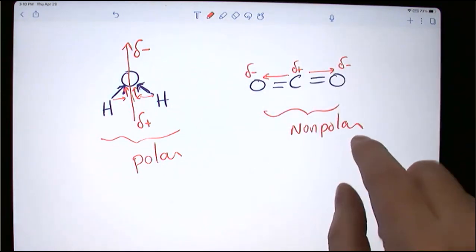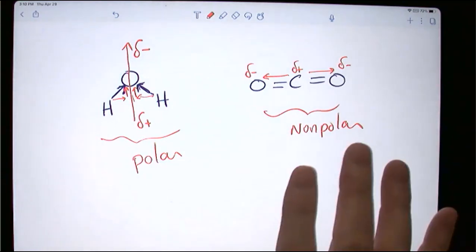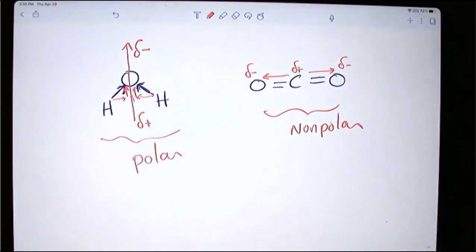Because there's no charges. There's no dipoles, right? We're not talking about ionic compounds. Does that seem logical? Yes. You might want to jot that down. If there's no polar bonds in a molecule, the molecule cannot be polar.